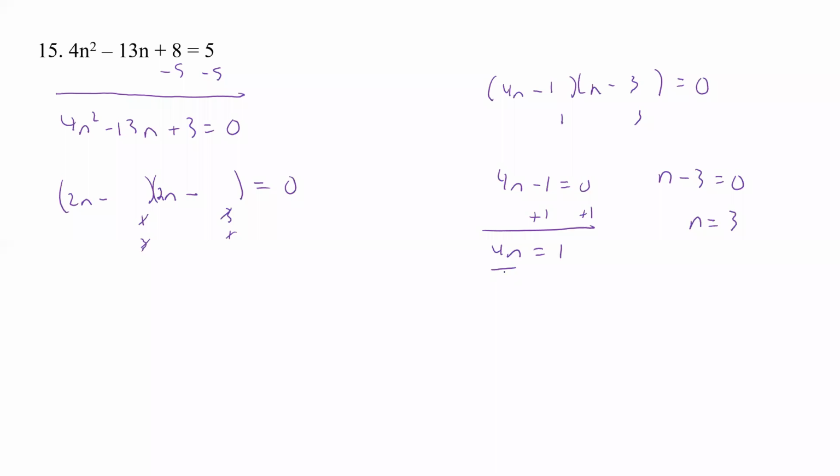4n equals 1, divide by 4, n equals 1/4. And so that is going to be one solution, and that is going to be our other.